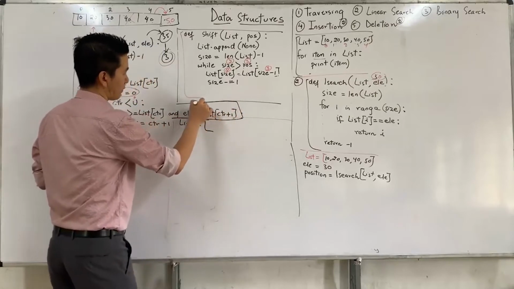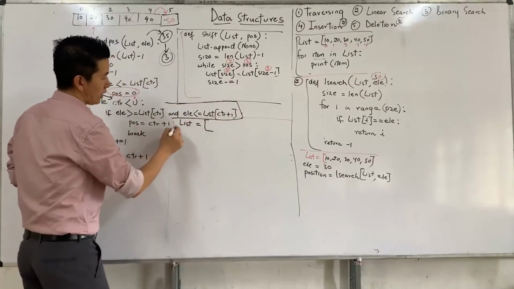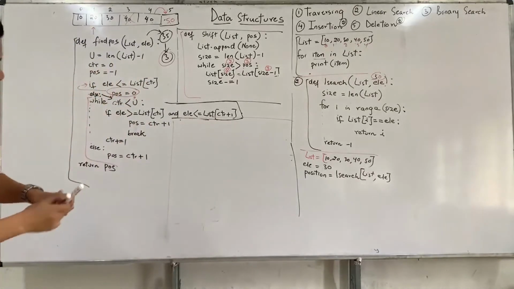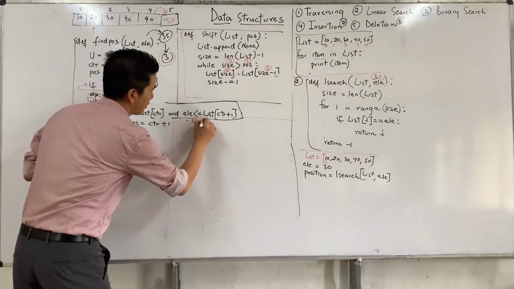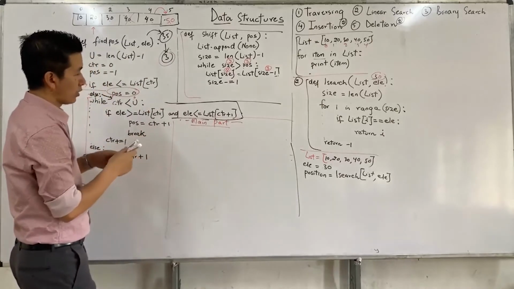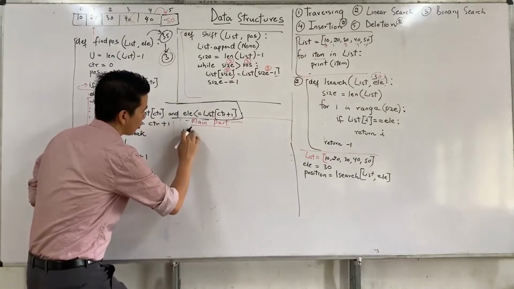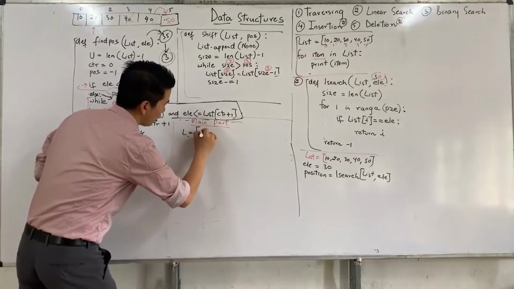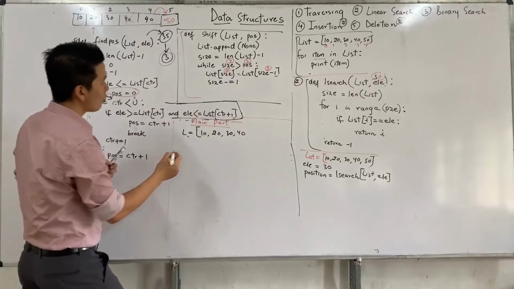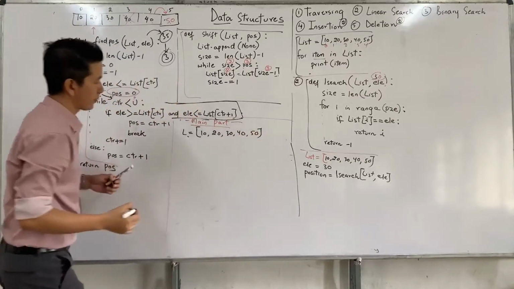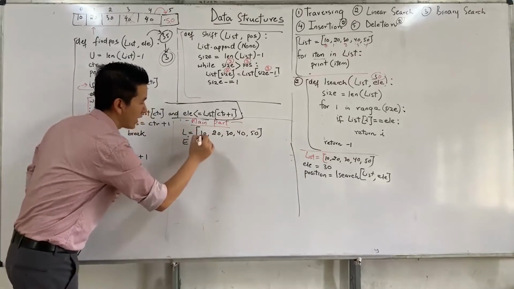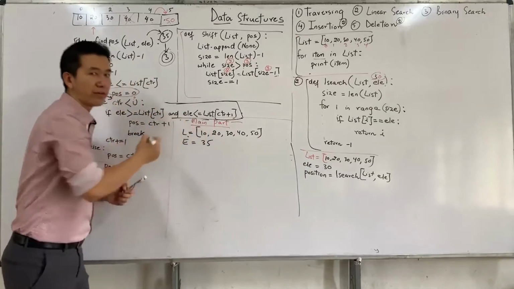Sorry, it's getting a little messy. This is the main part of the program. So you have the list content. L is equal to 10, 20, 30, 40, and then you have one more, the 50. All right, and then the element to be inserted is 35.